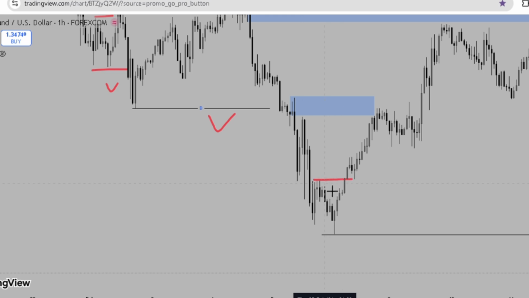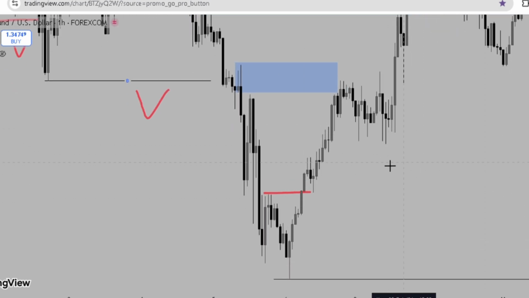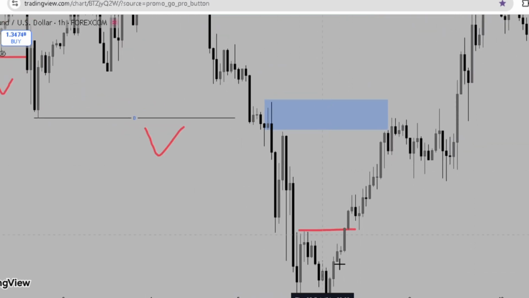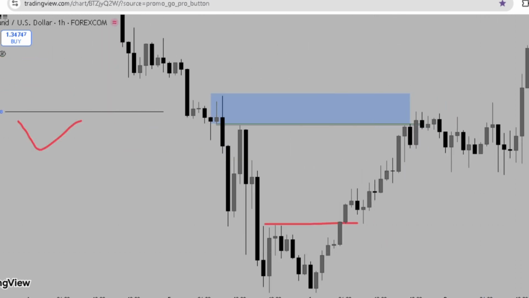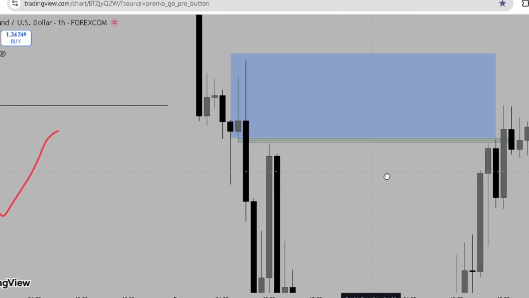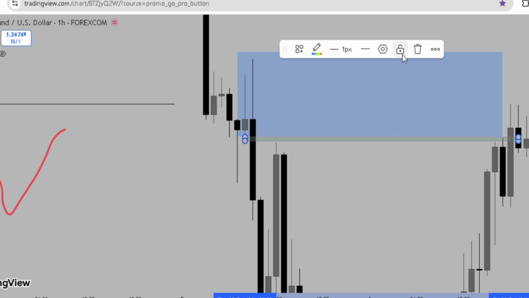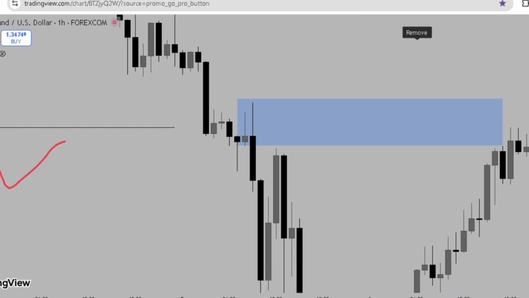After that, I need to look for a valid POI that rests above my inducement, which is this other block. This one is not valid because it does not have a fair value gap. If you want to see the fair value gap in this one, this is the fair value gap in between. It's kind of tiny, but I've trained my eye very well to see it. You can see this is the fair value gap and it's associated with this other block.